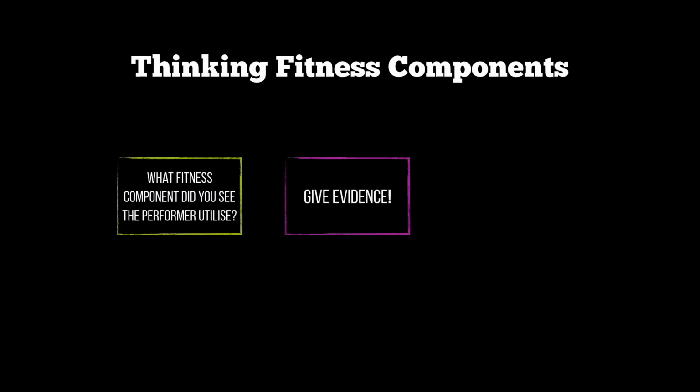Once you've identified the fitness component that was either a strength or weakness, give evidence for when you discuss it. For example, what happened? Make this really specific to what you saw in the performance. Add in some theory: muscle groups, joints, bones, elements of biomechanics, anything you can to make it more specific. This will give a much clearer understanding to the person who is assessing you for this particular EAPI.